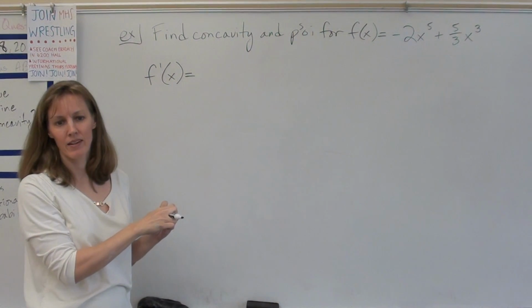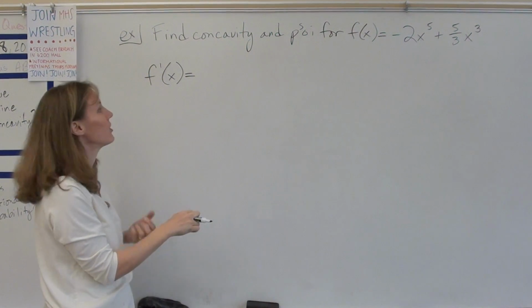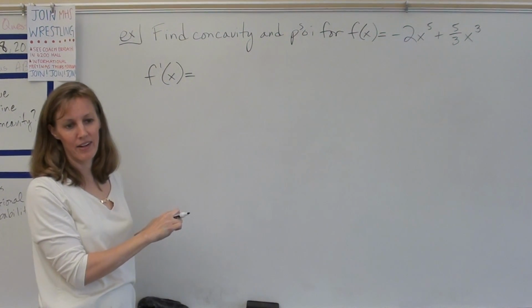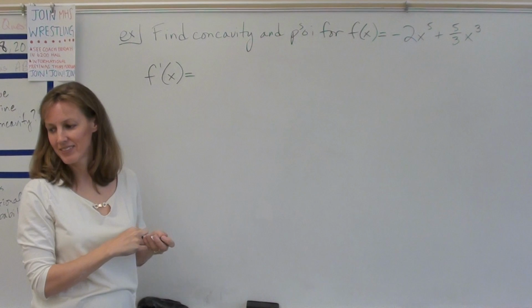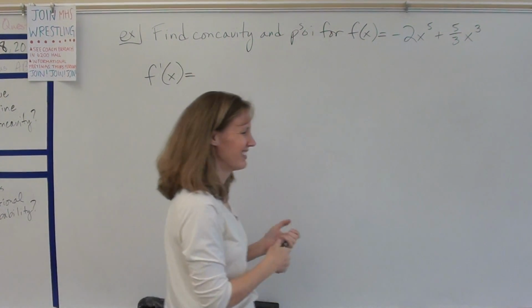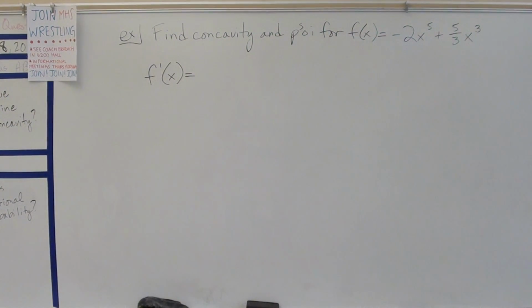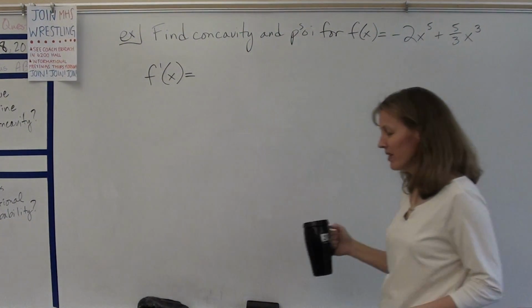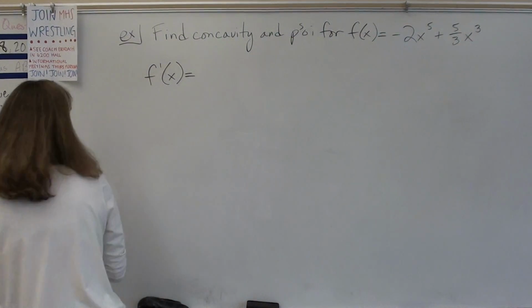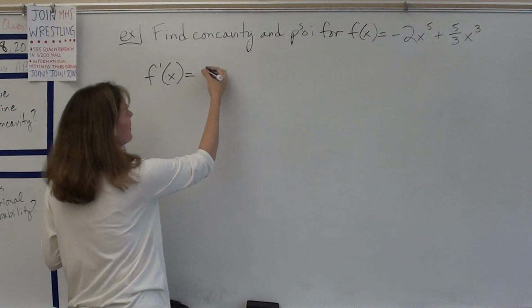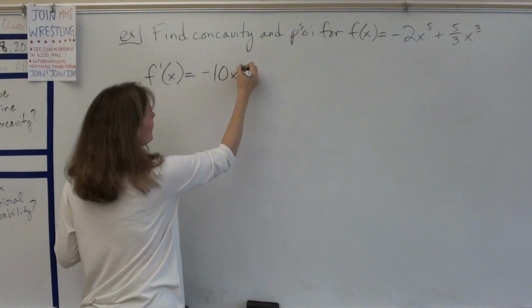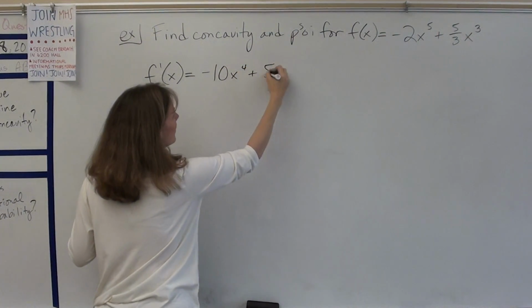Alright, we're gonna have to take a derivative, I assume. Yes, go ahead. Did you take it already? No, I'm still writing it down. Alright, so negative 10x to the 4th, plus 5x to the 2nd, plus 0, plus another 0, minus 3 zeros.